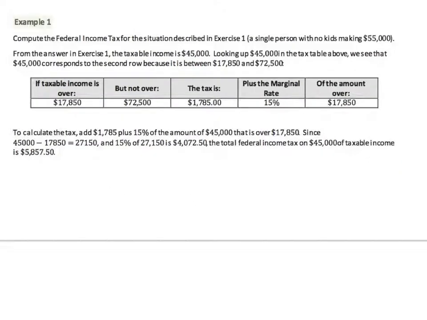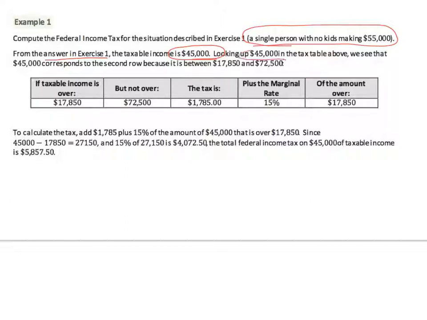For our first example, it says to compute the federal income tax for the situations described in exercise 1, a single person with no kids making $55,000. From the answer in exercise 1, the taxable income we calculated was $45,000.